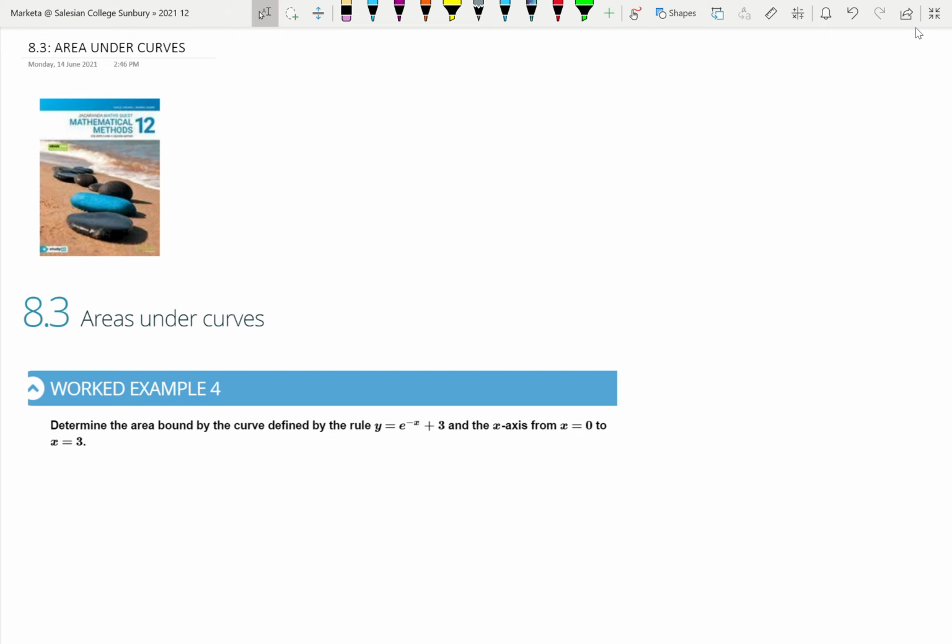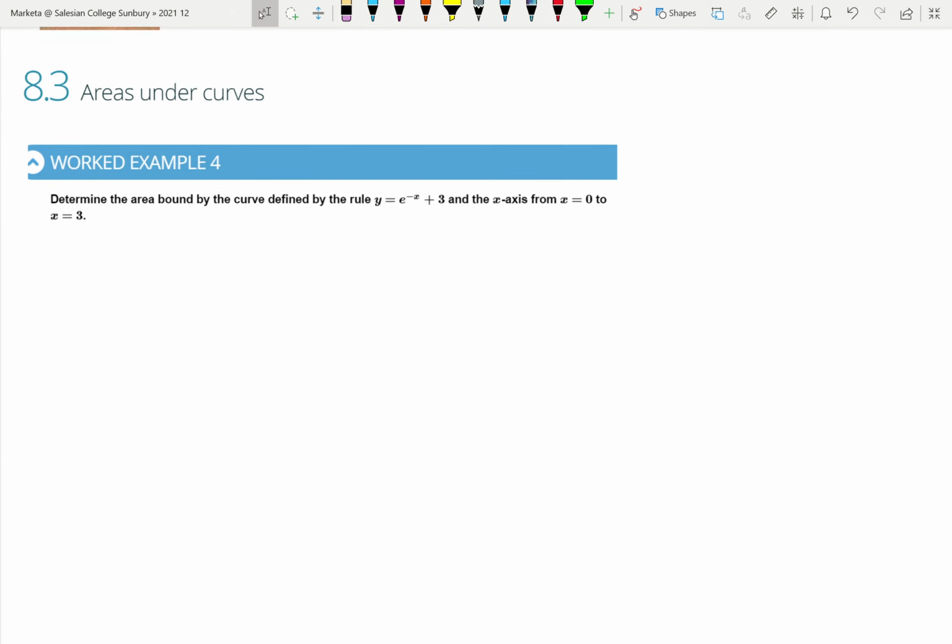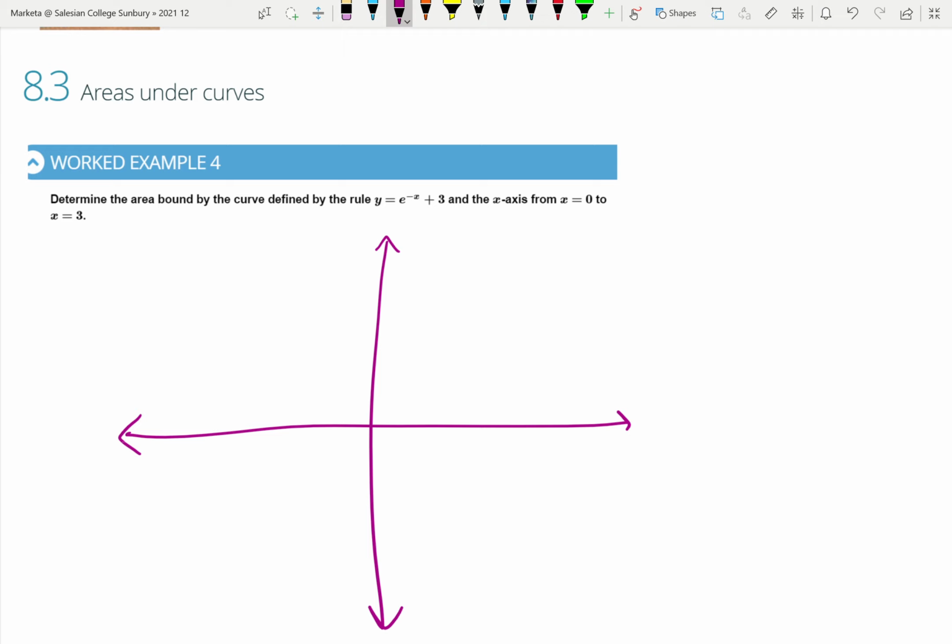Hi everyone, today I'm going to do the worked examples from 8.3 of the jacplus text. So this is finding area under curves. The first one, we are given an exponential graph and you should draw it.